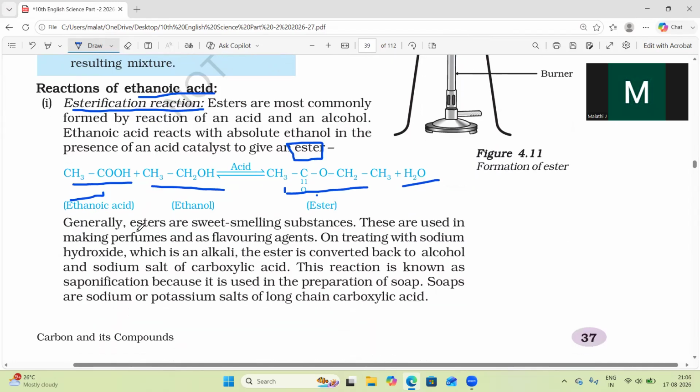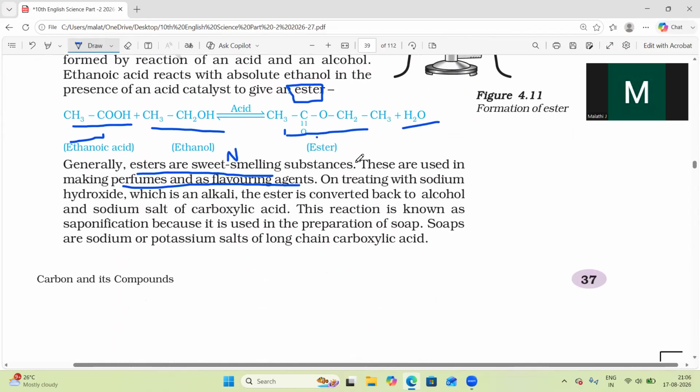So what are esters? Esters are sweet smelling substances that are used to make perfumes and some flavoring agents. It is a sweet smelling substance naturally present in fruits. That is ester, a sweet smelling substance naturally present in fruits, so it is used in flavoring agents.